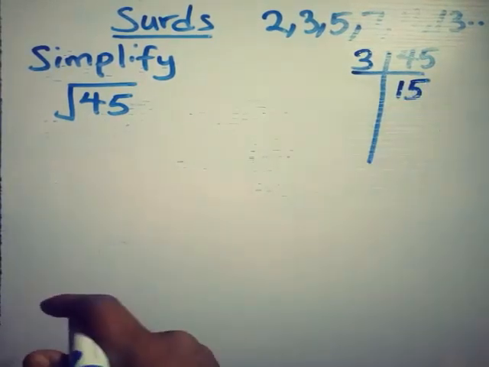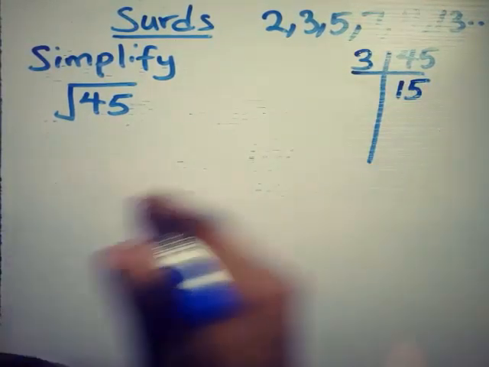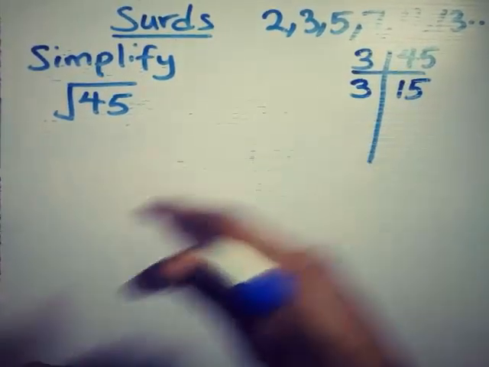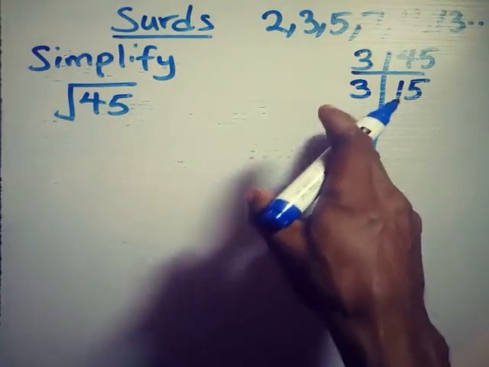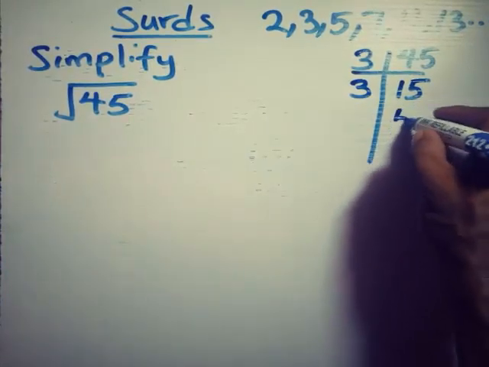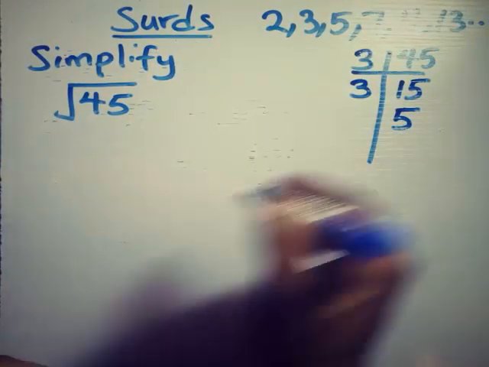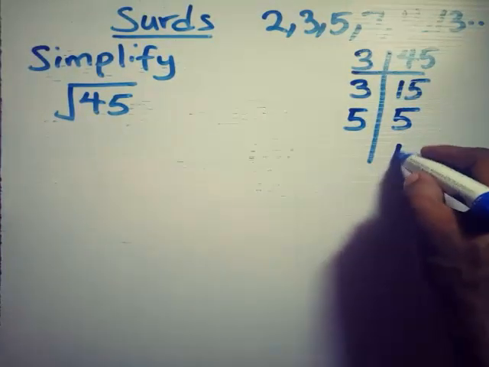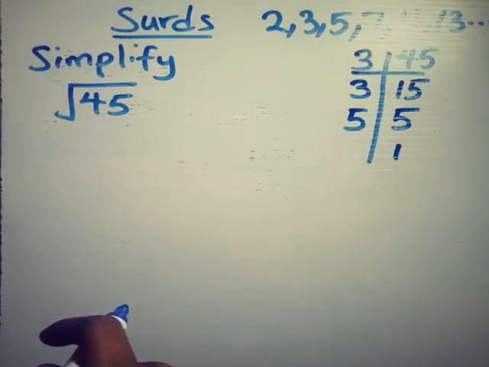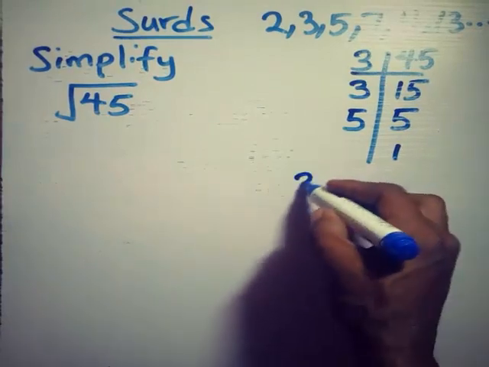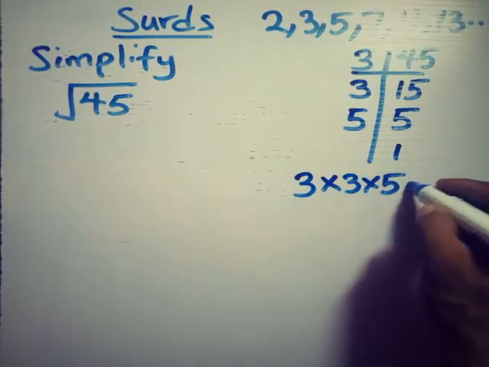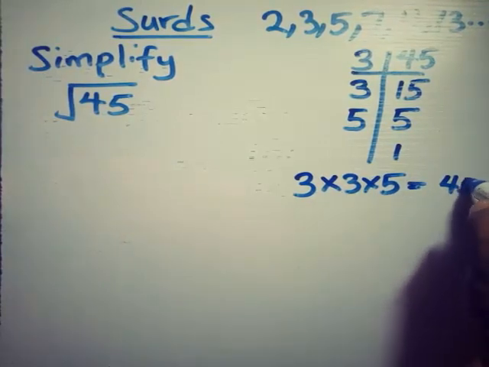If 3 divides 45, we have 15. For 15, 3 can also divide 15 without a remainder. So 3 divides 15, we have 5. Now we use 5 as the last number, so we have 1. To get the factors of 45, we say 3 times 3 times 5 gives us 45.